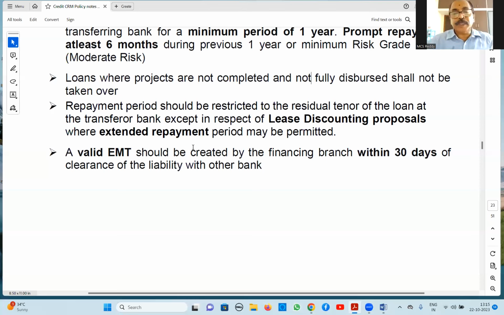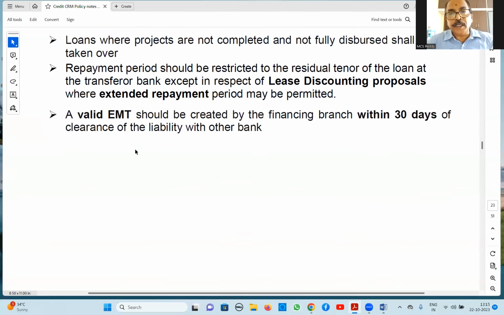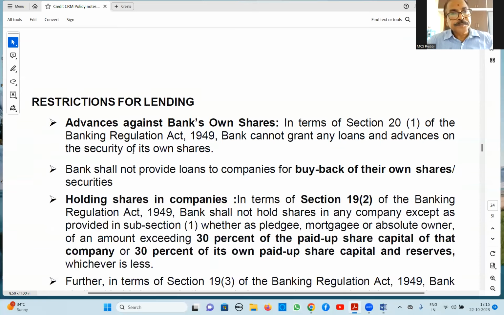Next, a valid EMT should be created within 30 days. This is for retail loans, I have told you.